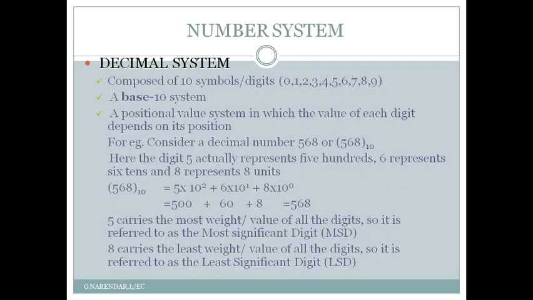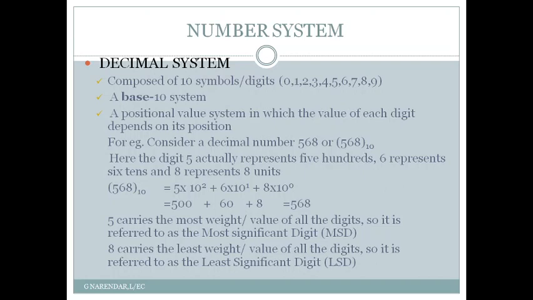summarizing this slide, you can say that the decimal number system is a base 10 system, meaning it has 10 distinct digits to form any number, and the decimal system is a positional value system where the value of each digit depends on its position. And here we have an example of number 568, and the example shows what is the positional value of 5 and 6 and 8, and how we can combine these positional values to get the value of the number 568.